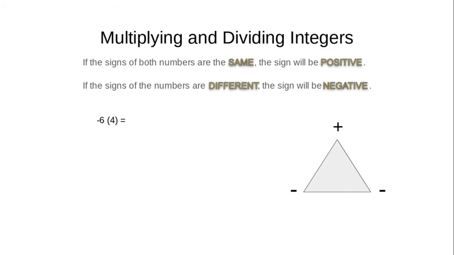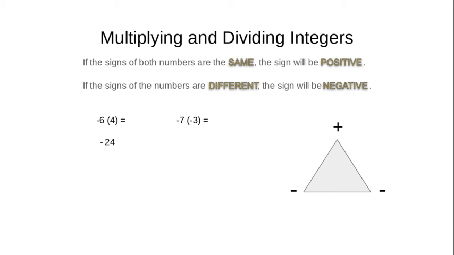So let's go through some examples. If I am multiplying -6 times +4, I'm going to multiply like normal. So I know 6 times 4 equals 24. And then I need to determine the sign. I have two different signs. I've got a -6 and a +4. So I know the sign should be negative. Now, if I check that with my triangle, I can cover up a negative sign for the -6, and I can cover up the positive sign for the +4, and that confirms that my answer should be negative.